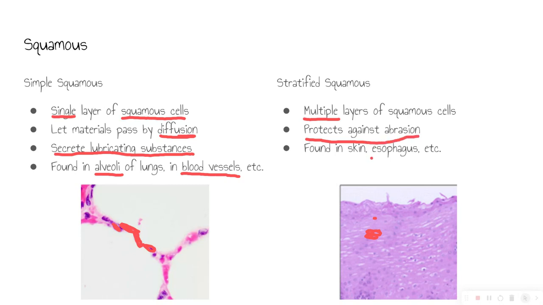So it's going to be found in areas of high contact, places like the skin and the esophagus. It protects against abrasion because you can lose one layer. If you have something rubbing against the skin, you can lose a layer of cells up here, but there are still more layers down here.